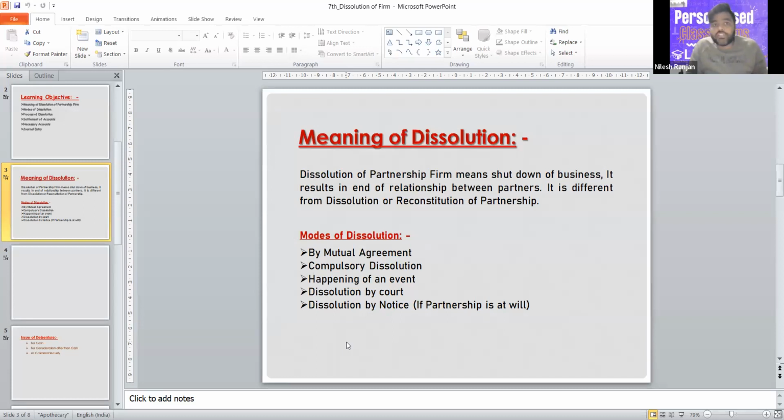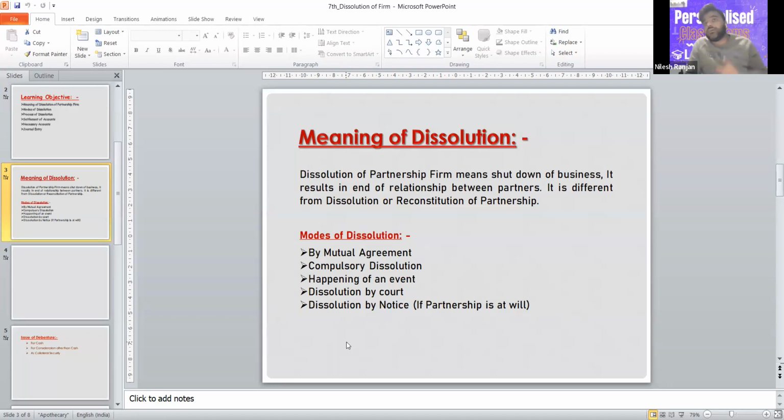If one partner is insolvent, then we have to close the business. If one partner is of unsound mind, then also we have to close the business. So if it is written in the partnership deed, then we have to dissolve the firm in such cases. The fourth one is dissolution by court.